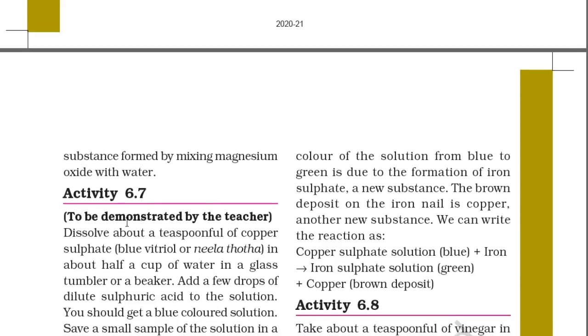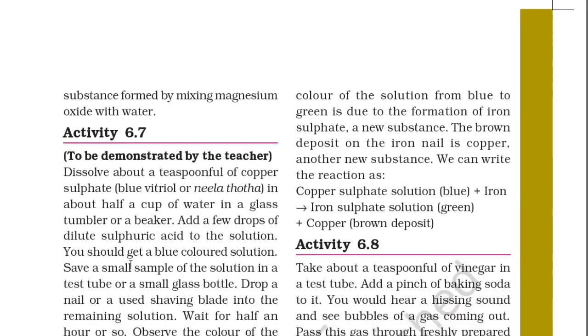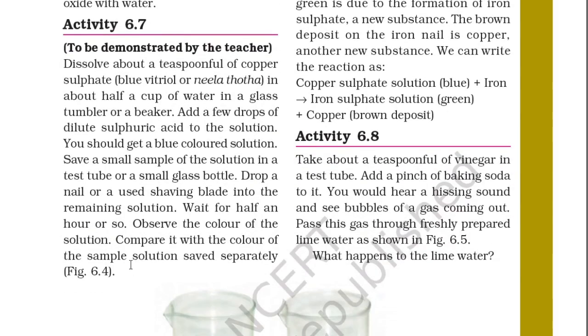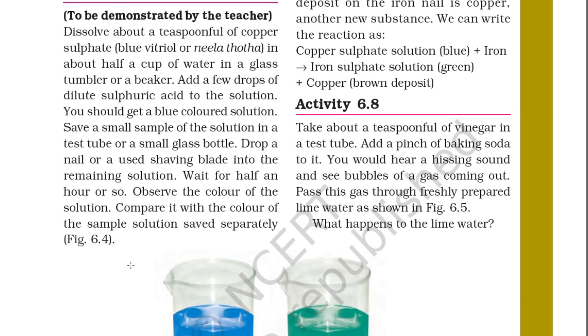Activity 6.7 to be demonstrated by the teacher. Dissolve about a teaspoonful of copper sulfate, blue vitriol or neela thota, in about half a cup of water in a glass, beaker or tumbler. Add a few drops of dilute sulfuric acid to the solution. You should get a blue coloured solution.